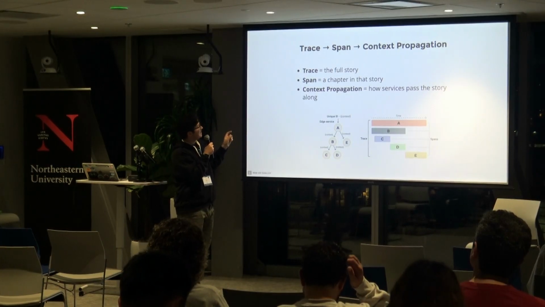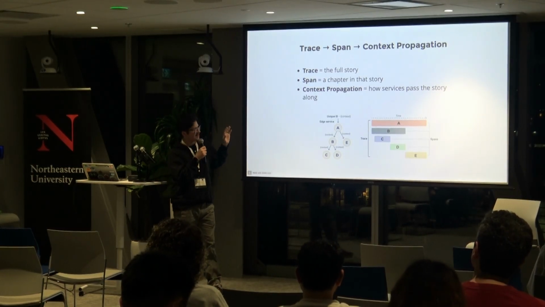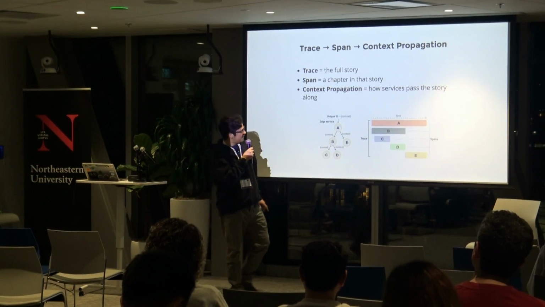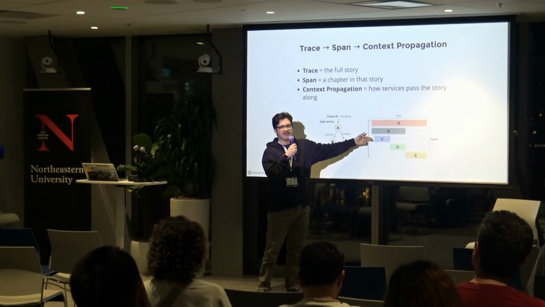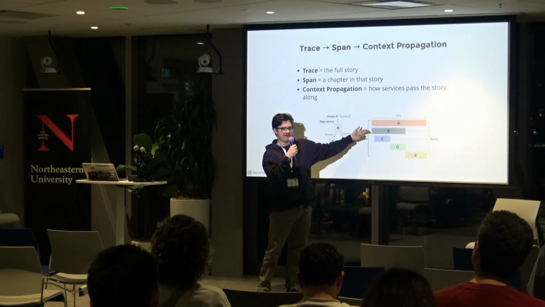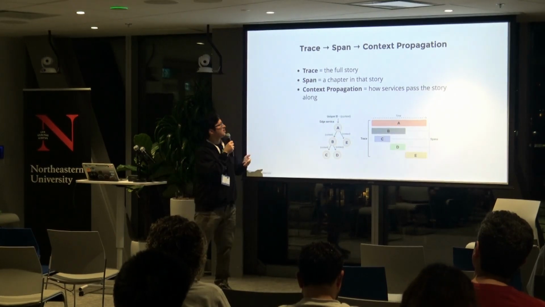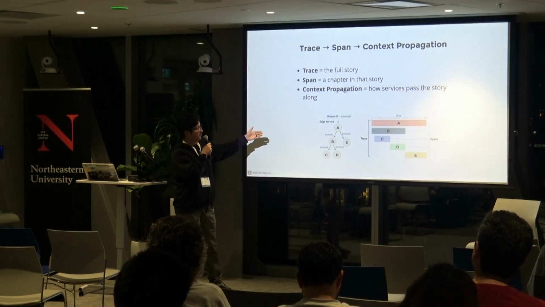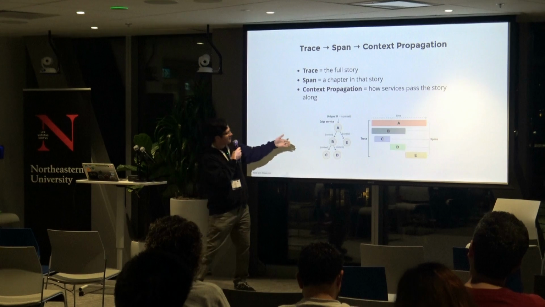A span is a chapter in that story. This is a diagram I found online, and I really liked it, so I stole it from somebody. Essentially you can see here, the trace is the entire request, and then your span can be like, oh, I hit this endpoint, and this endpoint triggered this thing, and then it did another thing. So your spans are each chapter in this full story. And then context propagation is how services pass the story along. I hope that makes a little bit of sense.